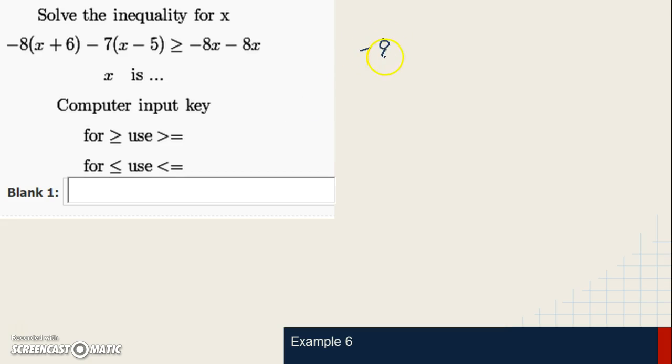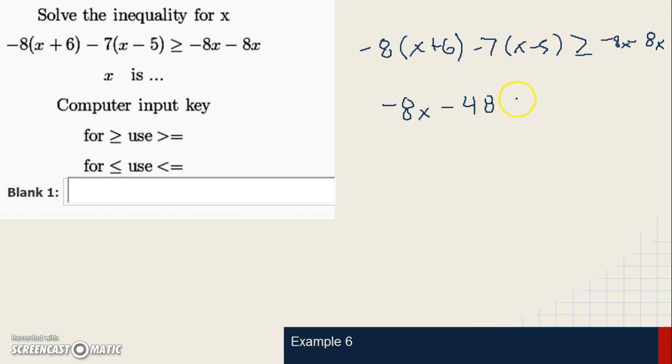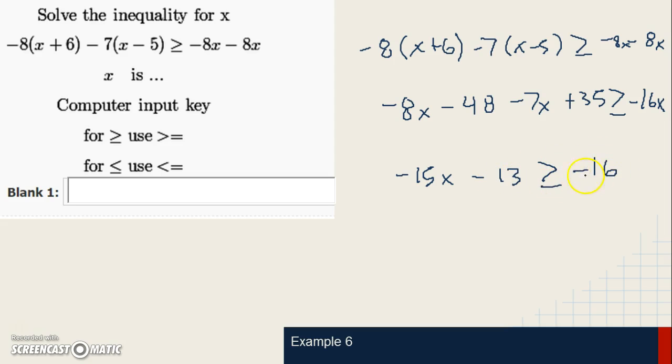Example 6. Negative 8 times x plus 6 minus 7 times x minus 5 is greater than or equal to negative 8x minus 8x. I'm going to simplify. Once I simplify, I've got 8x minus 48 minus 7x plus 35. I made sure that I distributed the negative when I distributed the 7. That is greater than or equal to negative 16x. I'm going to simplify again. My like terms on the left side are negative 15x minus 13, is greater than or equal to negative 16x.